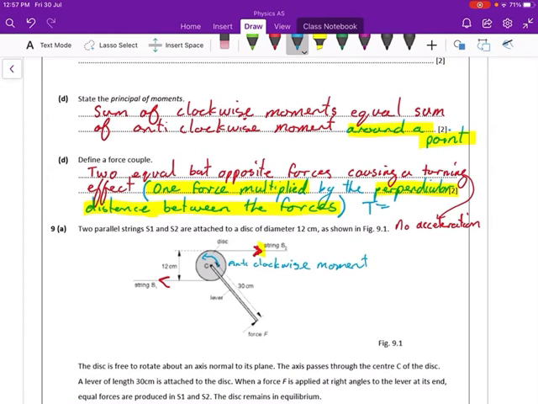You can just write force couple if you really want to. And then it's force times perpendicular distance again. But that perpendicular distance is the distance between the two forces. Think about that force going up and that force going down, and that being your perpendicular distance in there, and that's one of the forces.